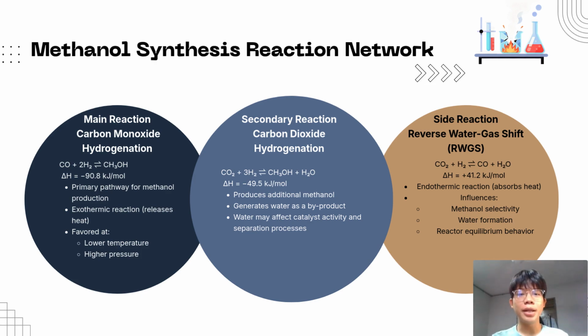This slide shows the main and side reactions involved in methanol synthesis. The primary reaction is the hydrogenation of carbon monoxide to produce methanol. This reaction is exothermic, meaning it releases heat, and it is favored at higher pressure and moderate temperature. The secondary reaction involves the hydrogenation of carbon dioxide, which also produces methanol but generates water as a byproduct. The presence of water can affect catalyst performance and separation processes.